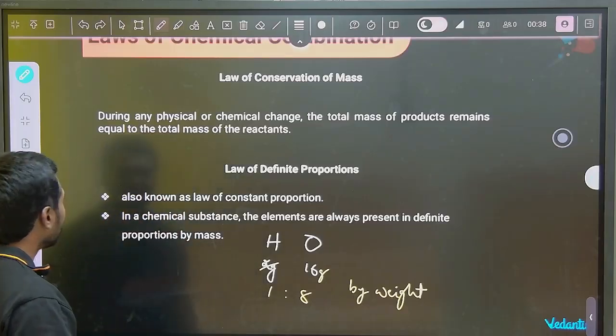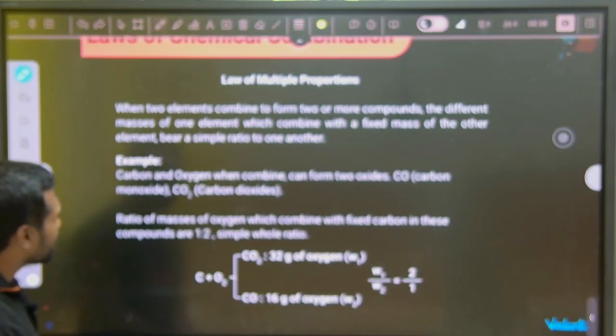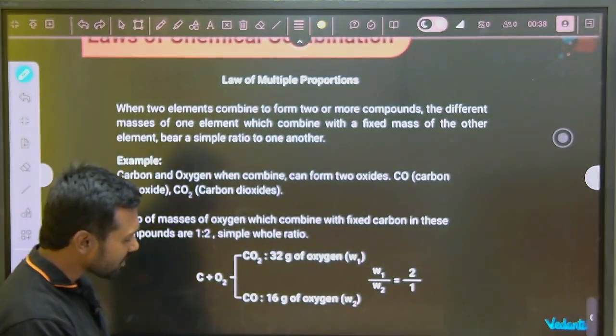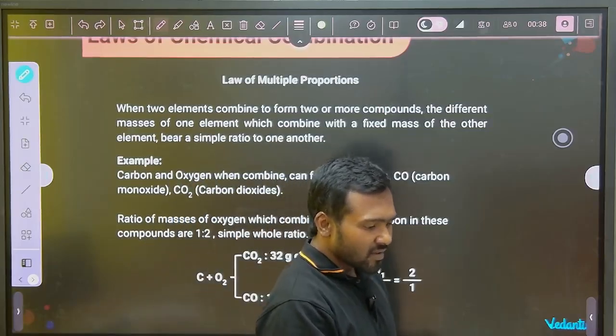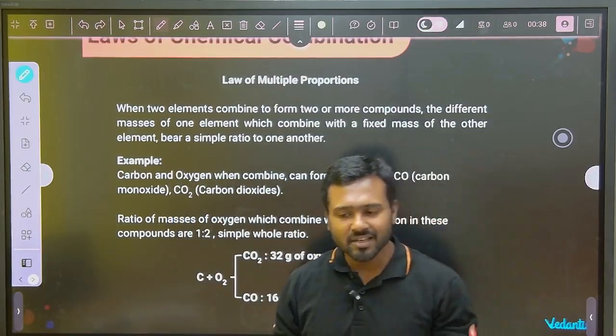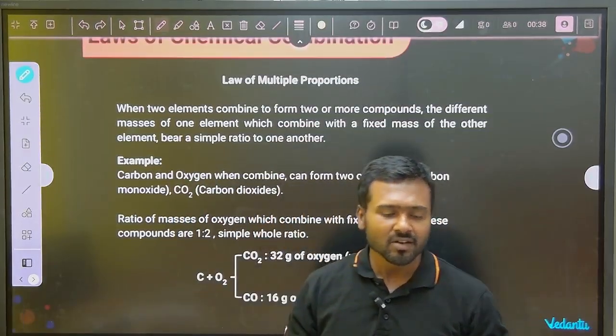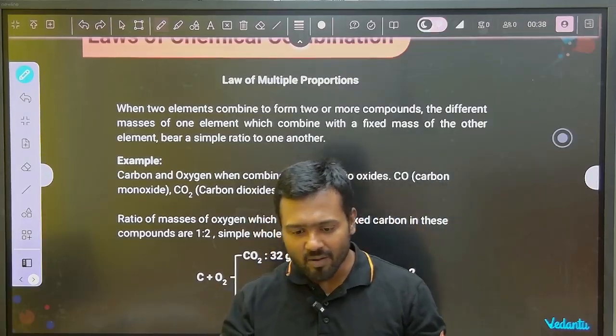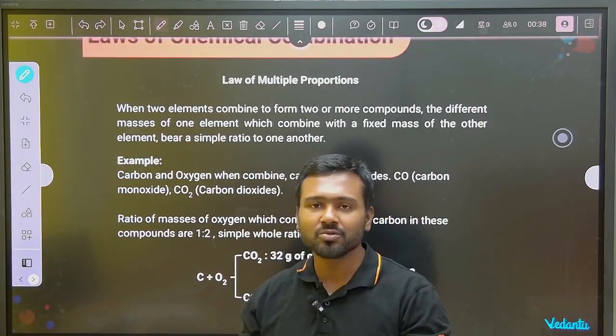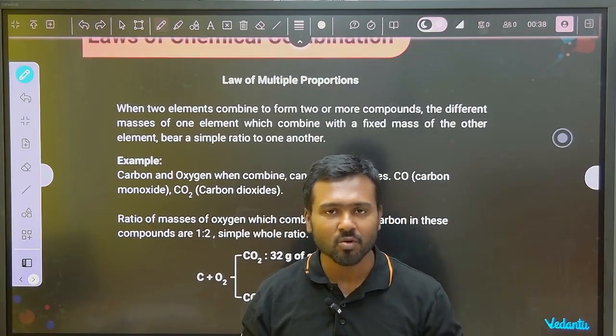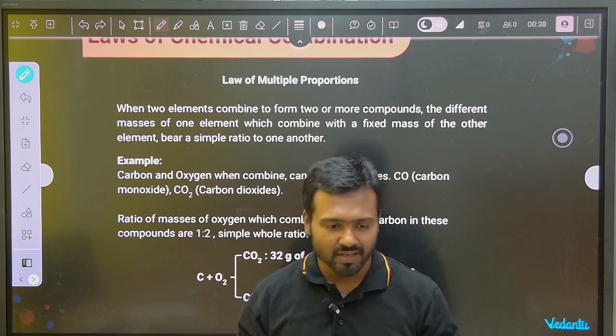Next, the next one is the law of multiple proportions. Let's take two elements. Here we'll consider two elements only. Two elements are combining and they are forming two or more than two compounds.